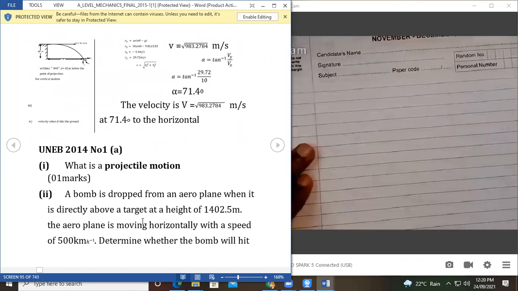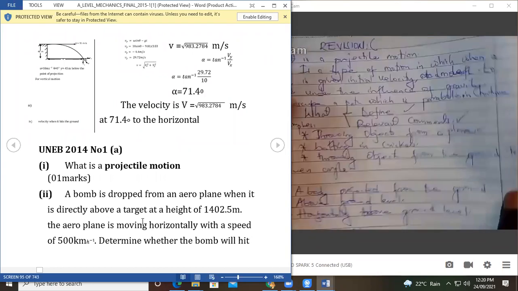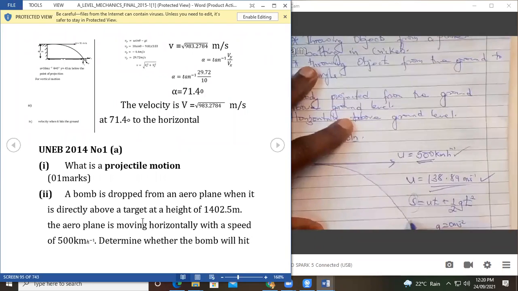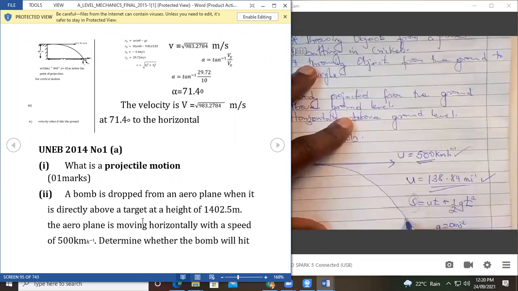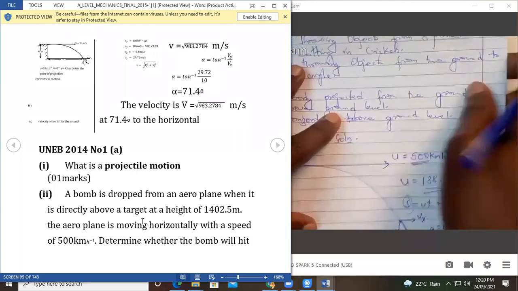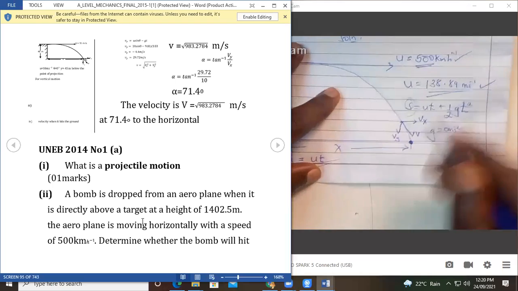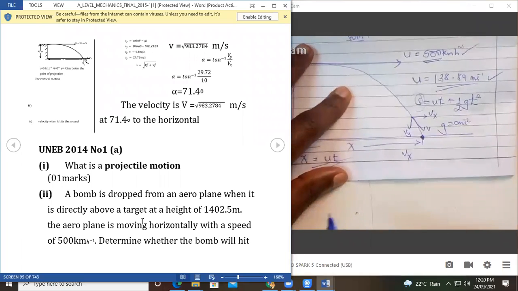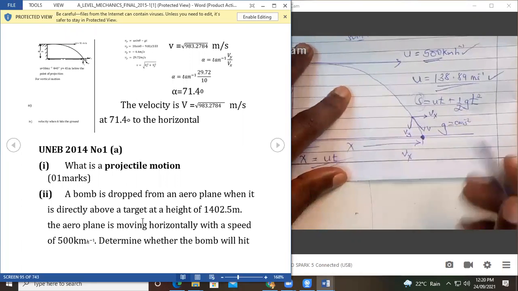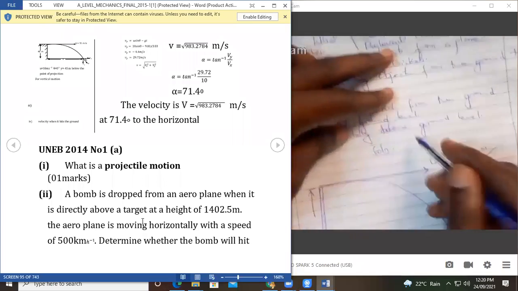So which means you come back here. They're asking for this velocity, which means you must get two components here. So we shall have Vy, then we shall also have Vx. This is now the velocity with which it will hit the target. So you need to find Vx. How do we find Vx? Using the equation of motion.